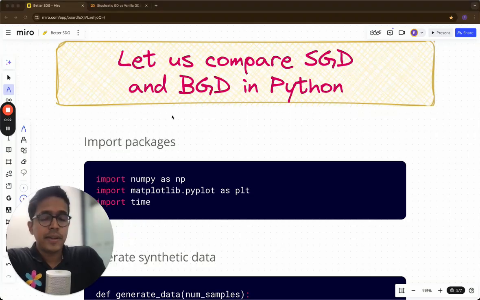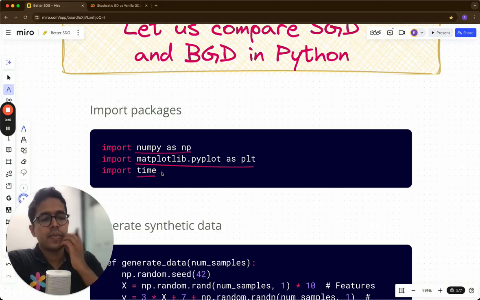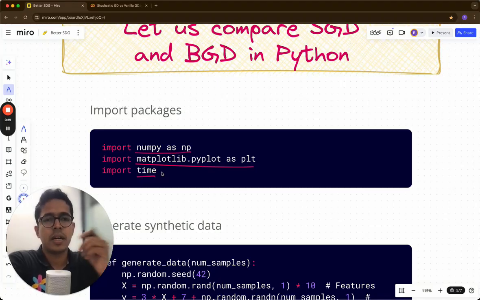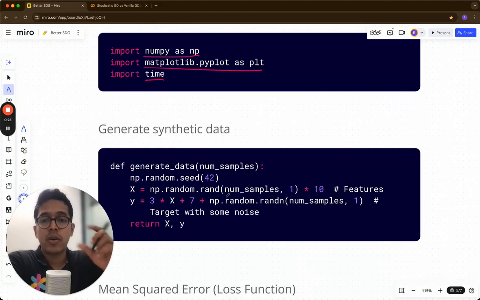So the first step is we import the required libraries. NumPy for working with arrays, matplotlib for plotting the graphs, and time, because we want to estimate how much time it took to execute the code for a certain number of iterations for stochastic and batch gradient descent.